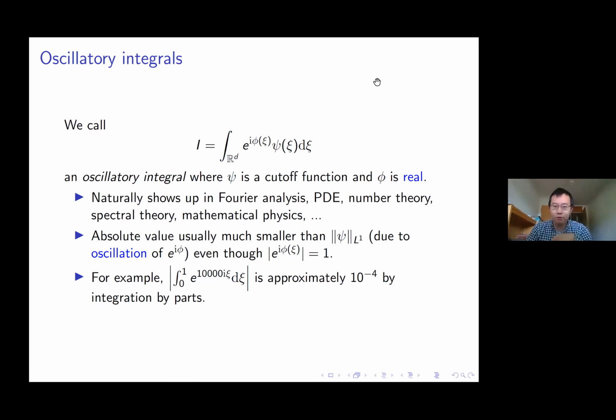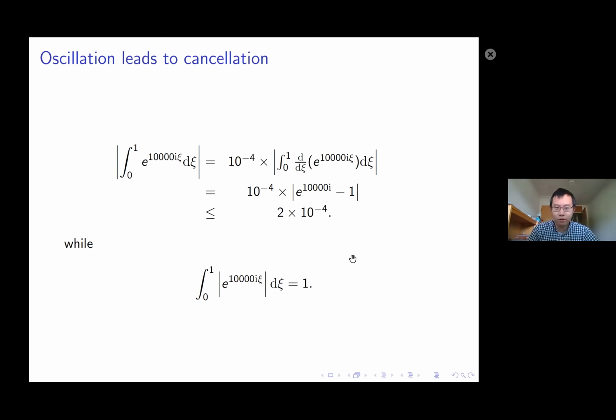And this is a concrete example I usually give to my students in analysis. If you take the integral from 0 to 1 of e to the 10,000 times i times x, then the magnitude is approximately 10 to the minus 4 by integration by parts, a very simple argument. I'll show it in the next slide. But if you use the triangle inequality to estimate, then you have a really poor estimate. You just get 1. So this is pretty bad. In general, you see a richer phenomenon than just bounding it by the triangle inequality.